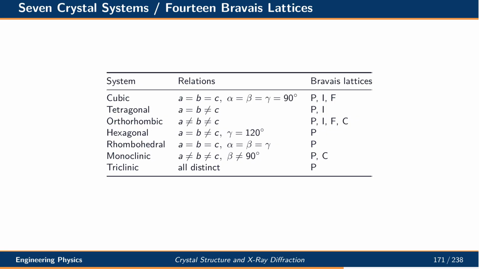There are 7 distinct crystal systems based on the relations between cell parameters. These are cubic, tetragonal, orthorhombic, hexagonal, rhombohedral, monoclinic, and triclinic. Within these systems there are 14 Bravais lattices distinguished by centering. For example, the cubic system has 3 Bravais lattices: simple, body-centered, and face-centered. These 14 Bravais lattices together describe every possible periodic lattice.